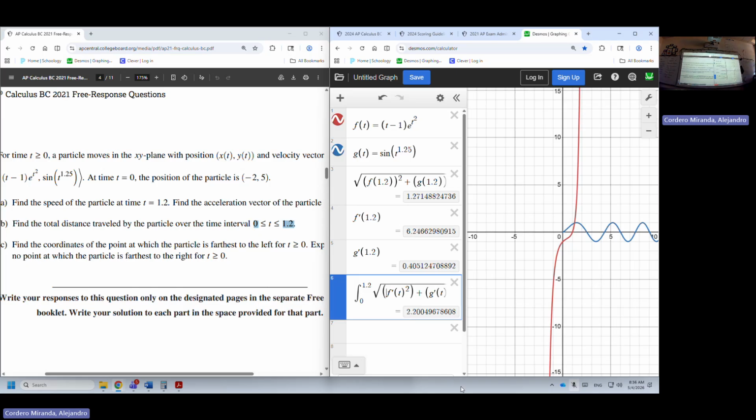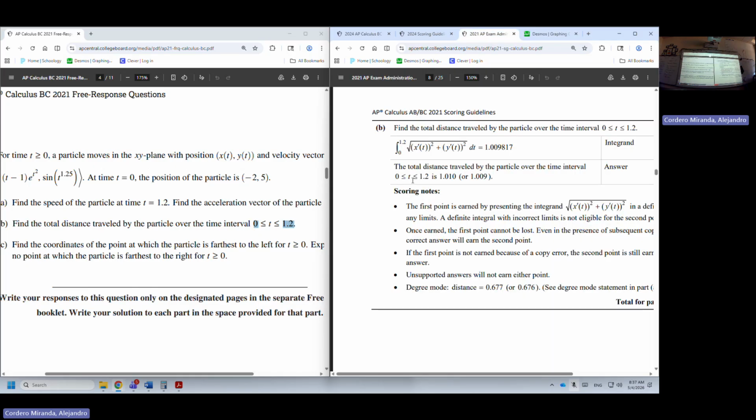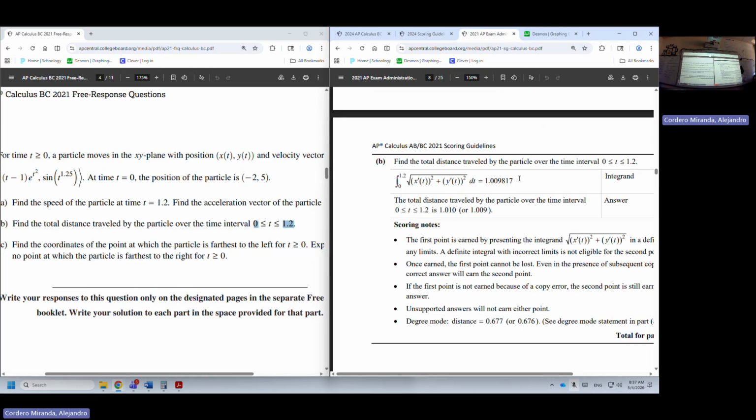Oh, I think I did that wrong slightly, because I forgot that f and g were already the derivative. So I should have just done f and g in my Desmos and gotten 1.009. Let me check that that's right. 1.009.